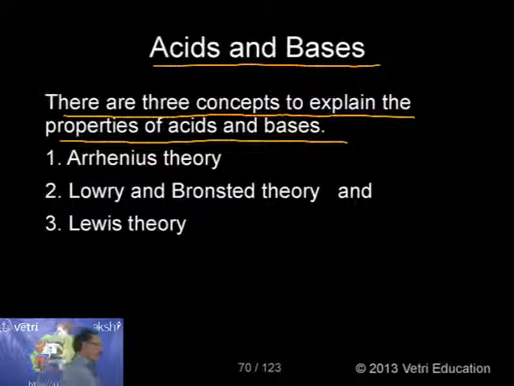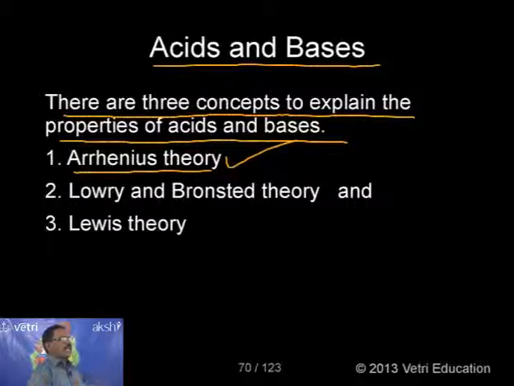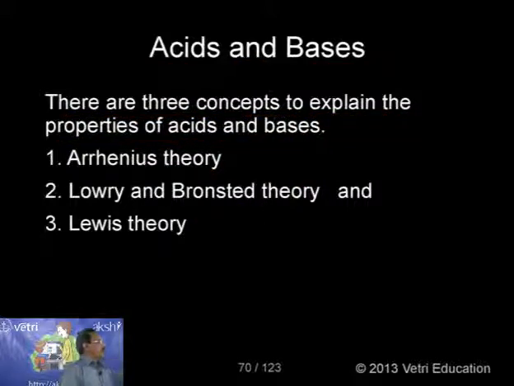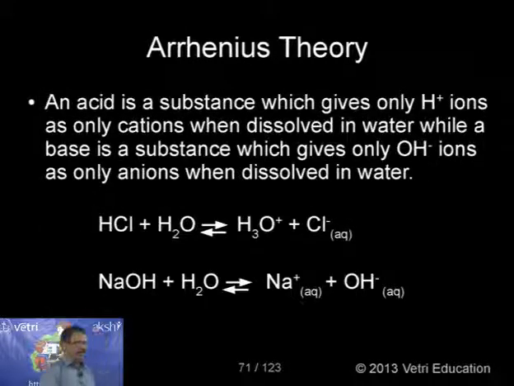How will it behave? If you want to explain, there are three theories. Number one, Arrhenius theory, with the help of which I can explain an acid or a base. The Lowry and Bronsted theory, another important theory, can also explain what is an acid, what is a base. And finally, the Lewis theory, which is supposed to be a modern theory. So now, kindly follow, students, a number of questions will be asked based on this. Let me go one by one through each theory with a suitable example.